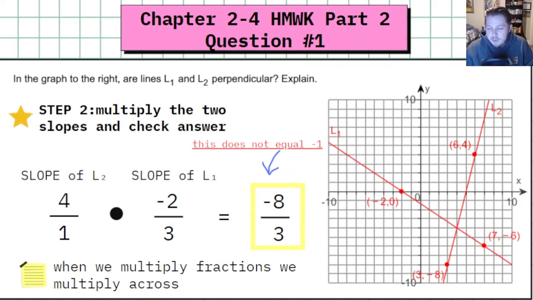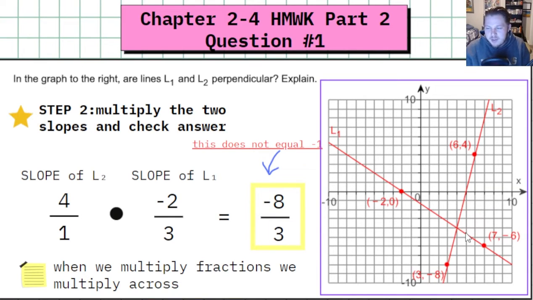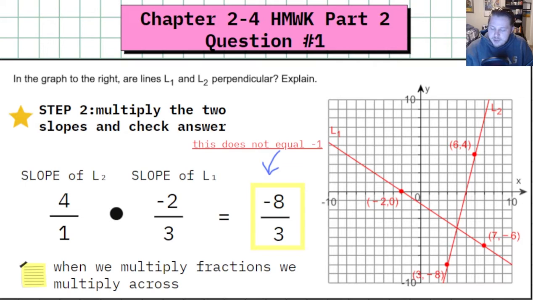I'm checking if they are perpendicular to each other. So I take the slopes of both of these lines. When you multiply fractions, you multiply across. So really it's 4 times -2, that's -8. Then I have 1 times 3, that's 3. All right. This number, -8 over 3, is not -1, obviously. Okay, so that's like 2 2/3. So these lines are not perpendicular to each other. That's the only way that you can check.